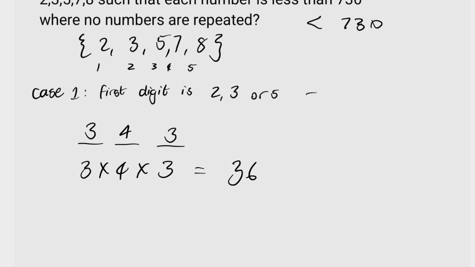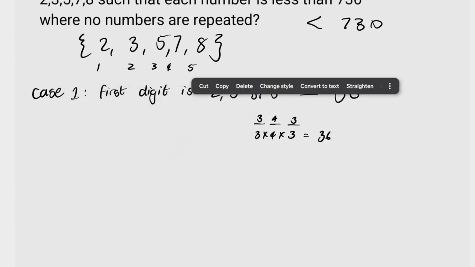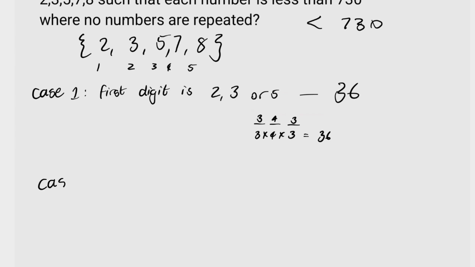So let's just put this 36. That's not a minus sign, that's just putting things there. So now we're going to look at case 2, where the first digit is 7.